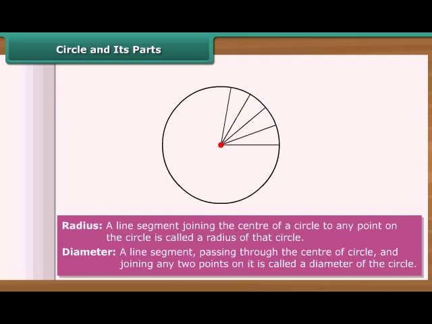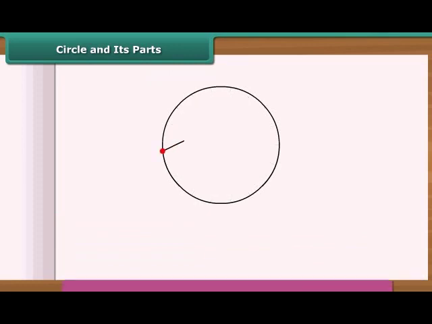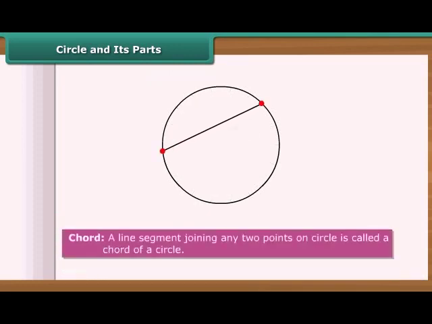There can be an infinite number of radii for a given circle. Similarly, there are an infinite number of diameters for a circle. The line connecting 2 points on a circle is a chord.